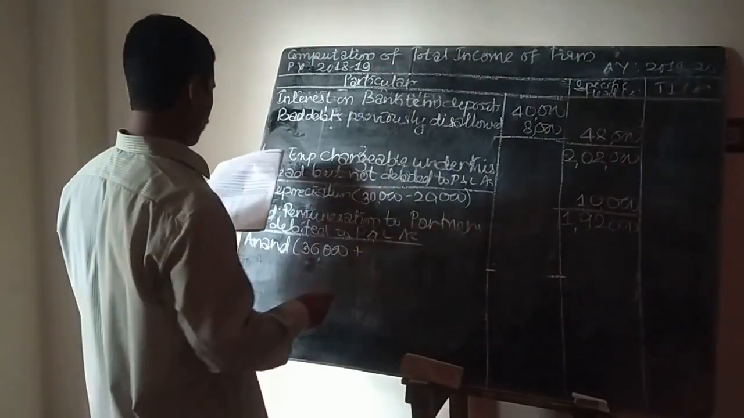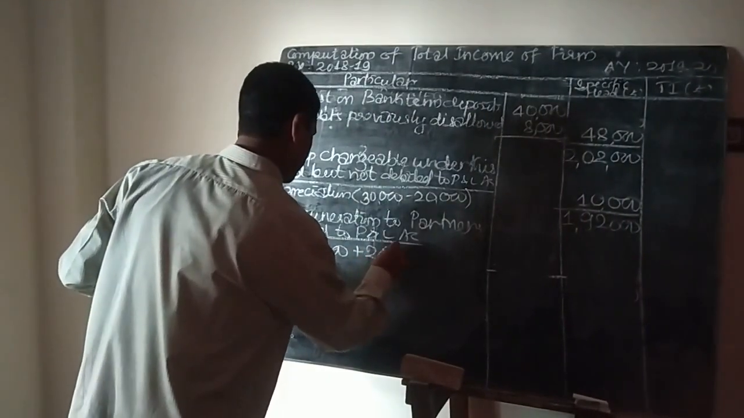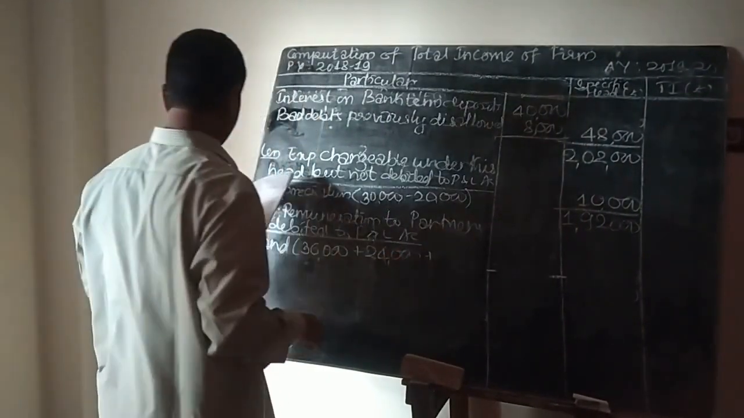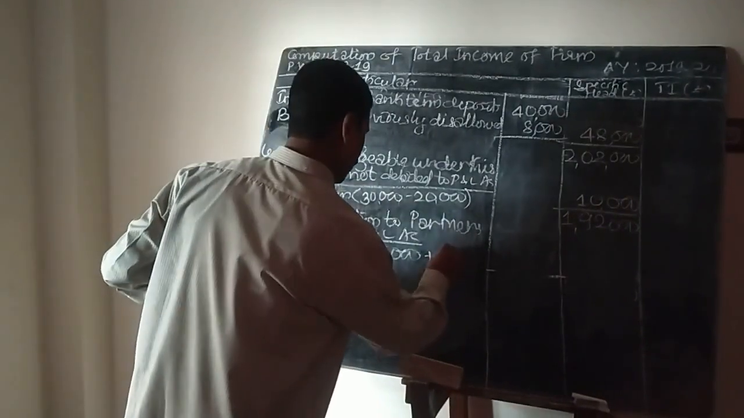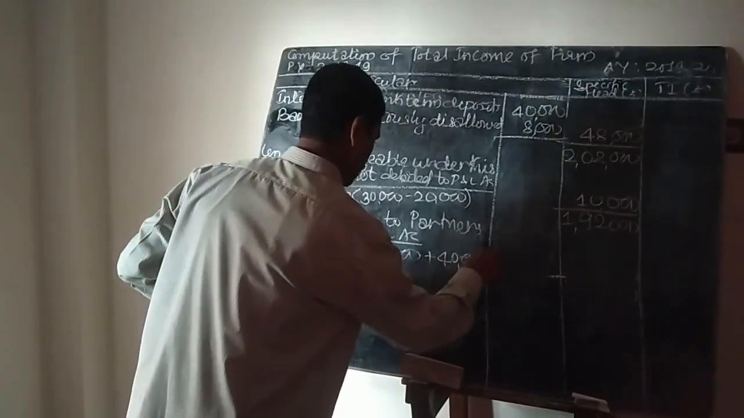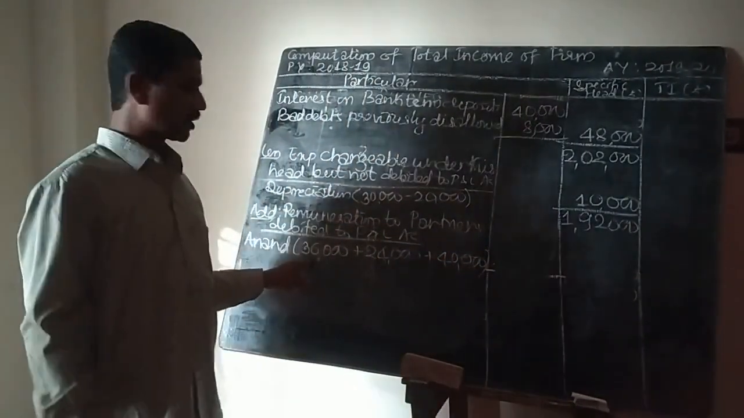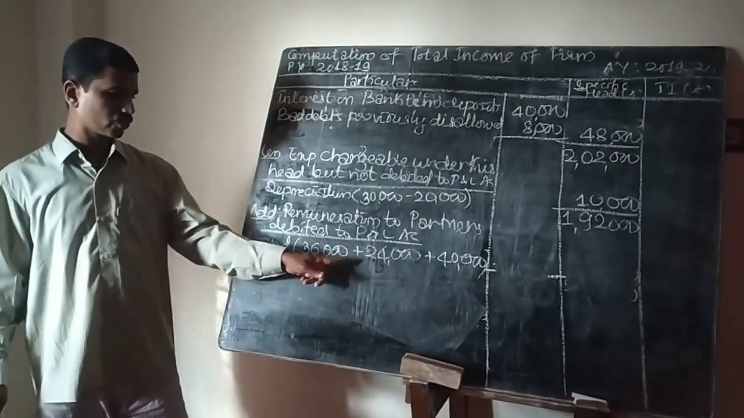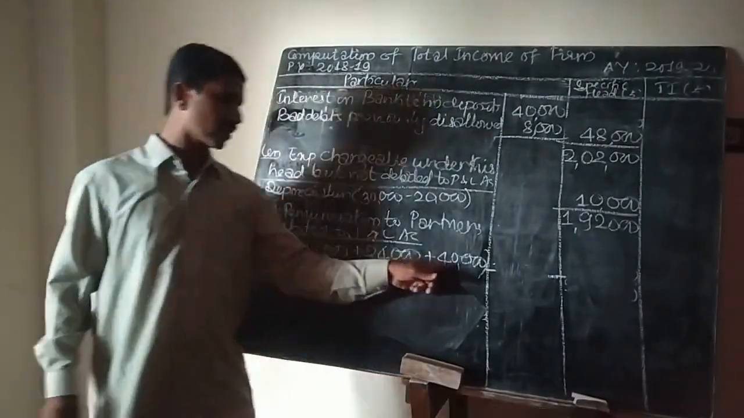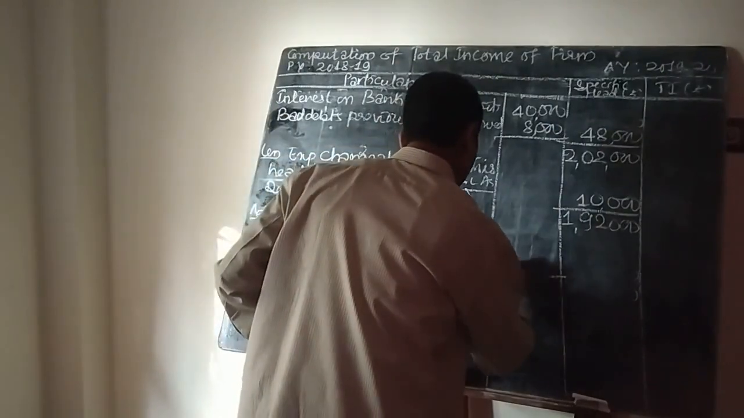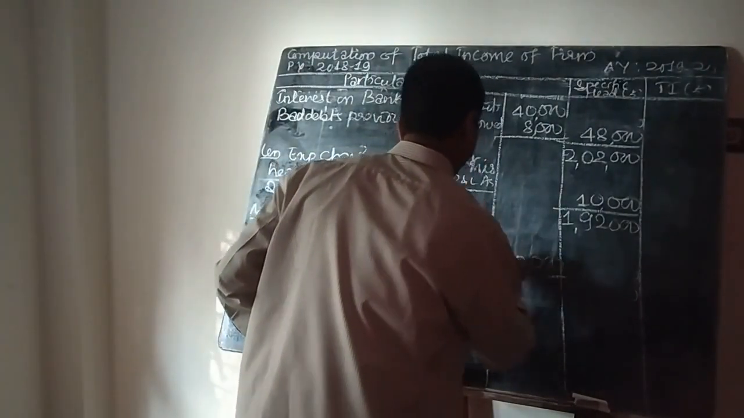Then he has been paid a bonus of rupees 24,000. He has been paid a commission of rupees 40,000. So 36 plus 24 comes to 60,000. 60 plus 40, so 1 lakh is paid to Anand.